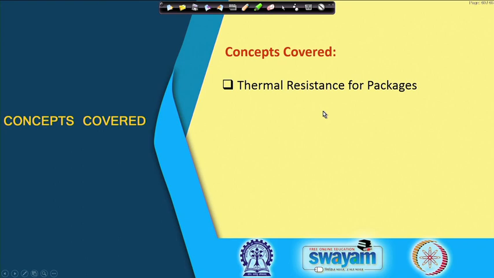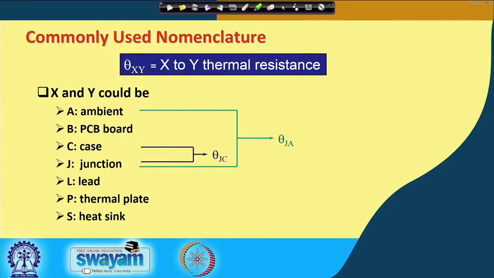Okay. So, today what we will do is, that was a simple exercise that we did. Today we are going to extend that and look at some of the very typical nomenclatures that are used while defining thermal resistance for electronic packages. So, that is going to be the concept covered for this lecture, thermal resistance for packages. Okay. So, let us move on to the next slide and let us see what we are talking about.